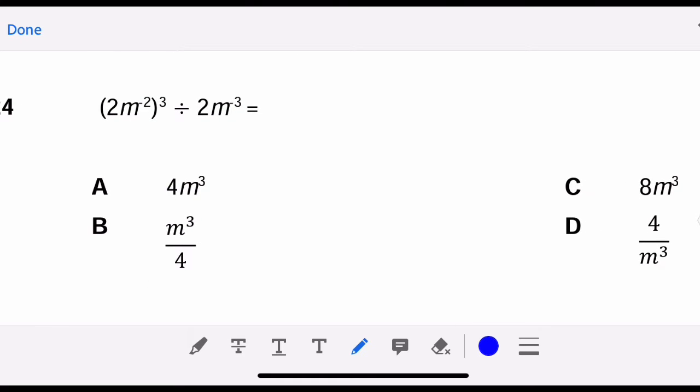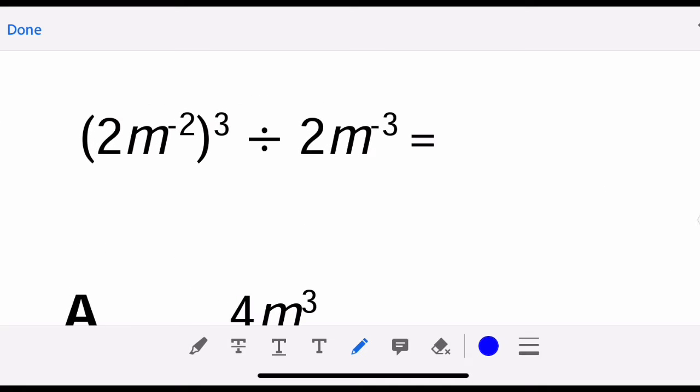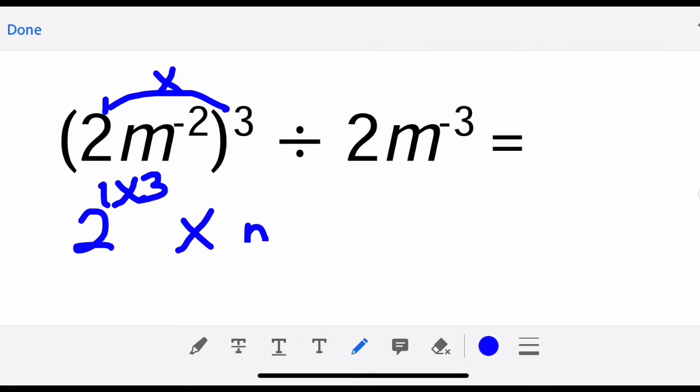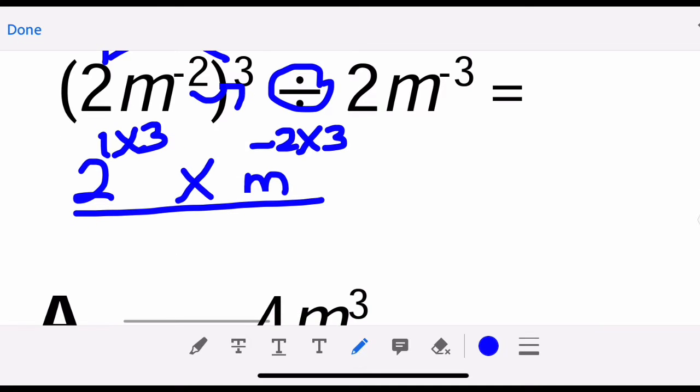Indices is very easy. When you see indices, you just label like this. Here, nothing means it's 1, okay? 1 will have to multiply, so you do it like this. Before you press the calculator, you must do this. All powers must be multiplied. When you see divide, you just do that, right? 2 power 1 times m negative 3.